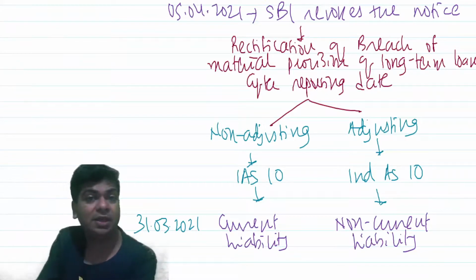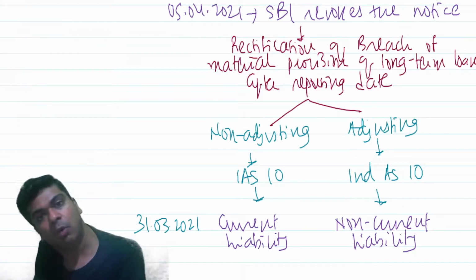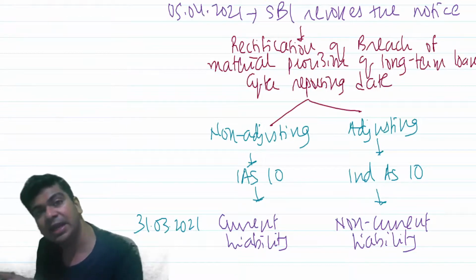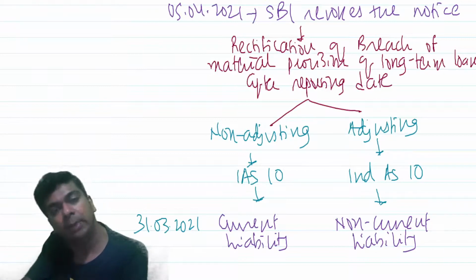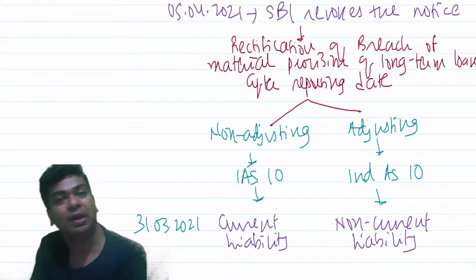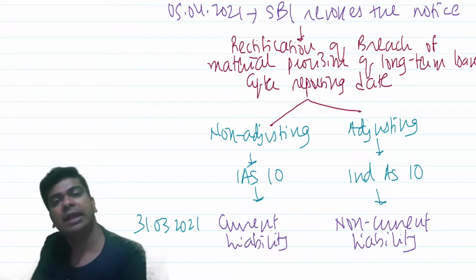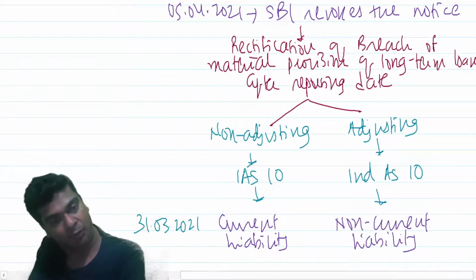Or take the Indian viewpoint: what matters more is not the status on 31st March, but the latest status. And the latest status is that it has actually become a non-current liability. Both of them have their pros and cons, of course, but given the Indian conditions, perhaps this carve out was necessary.